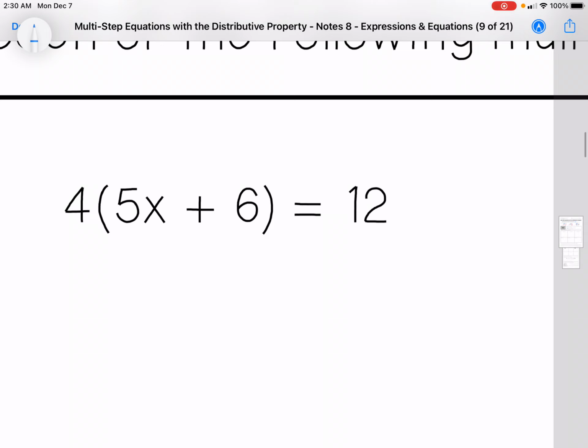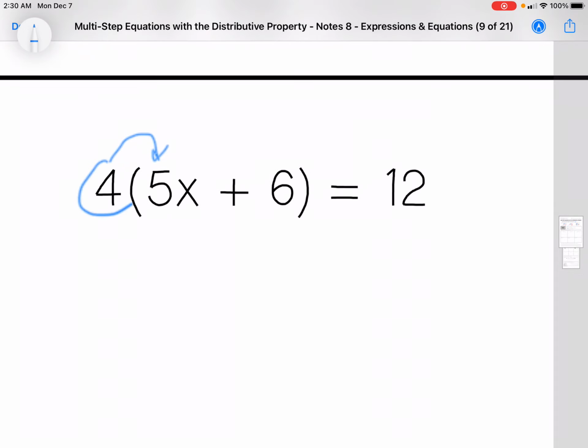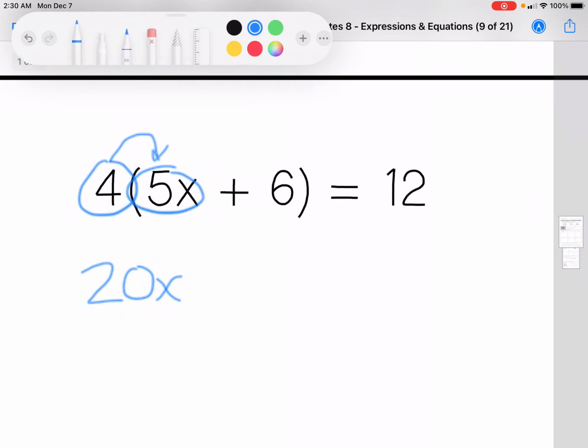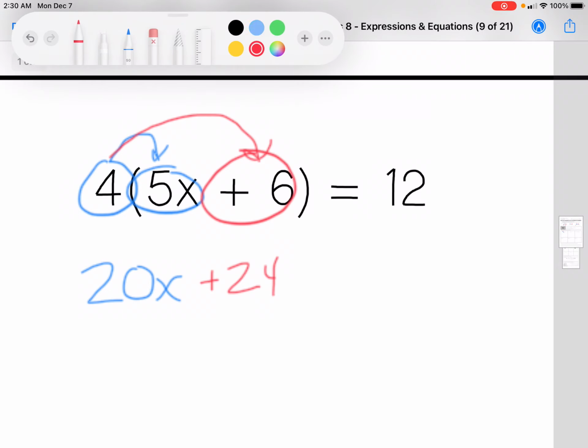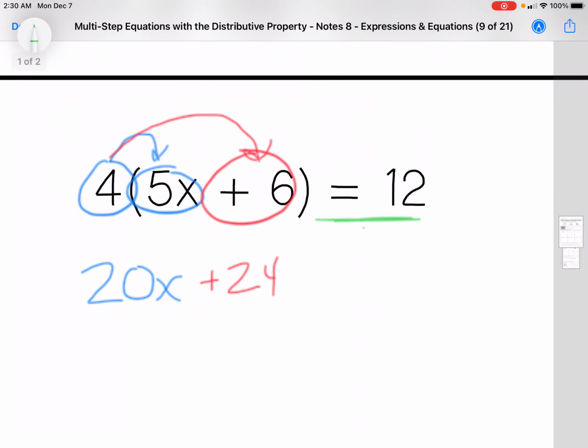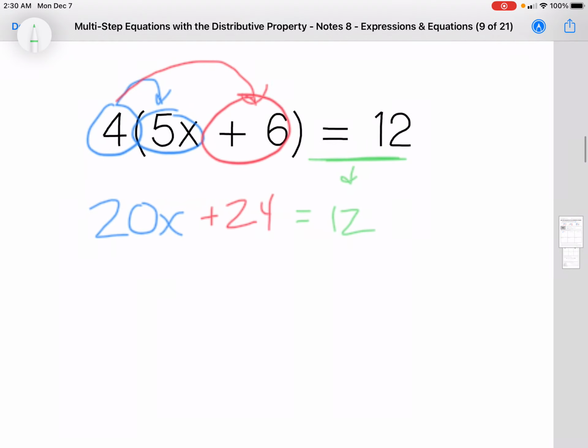We're going to do 4 times 5x. So 4 times 5x is 20x. Okay. We're going to do 4 times positive 6, which is positive 24. Okay. I didn't touch this part, so guess what I'm going to do? I'm going to bring it straight down. It's Monday morning. You're already getting the right answer. Good job. Now, does this look like something I can solve? Yes, it does. I can solve that. That's a 2-step equation now.